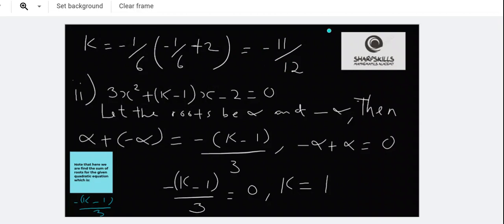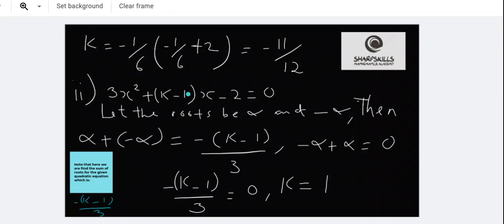Same with this one, we are told the roots are equal but opposite, meaning one is positive and the other one is negative. When you take the sum, for example, we are saying we have alpha and negative alpha. When you add these two, they are going to give us what? They are going to give us 0.